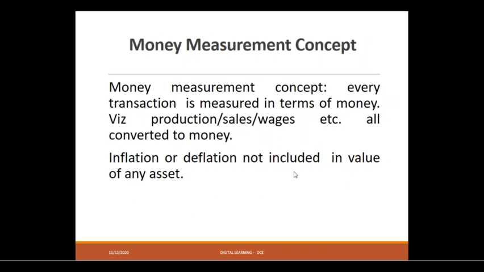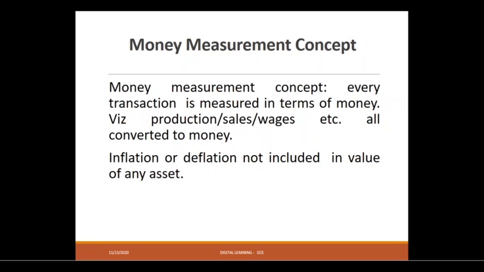The next concept is the money measurement concept. Money measurement concept means that in accounting a record is made only of those transactions which can be measured in terms of money. Non-monetary events like an appointment of a manager, a retirement of an accountant, or the quality of the products, which are also material and qualitative events, cannot be measured and expressed in terms of money. So they are not recorded.